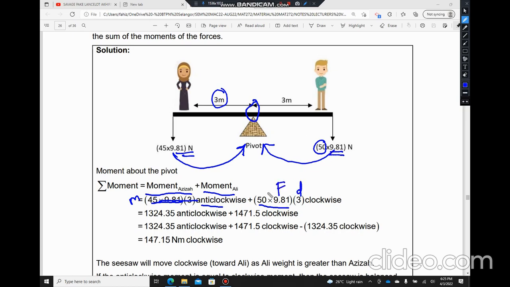This one is F. This is the same, F, D. So D here is 3. The distance is 3 meters. Then if you look here, the arrow of this one is clockwise. You can see that it is clockwise. Clockwise is the direction of the clock. Okay, so you solve for this one.